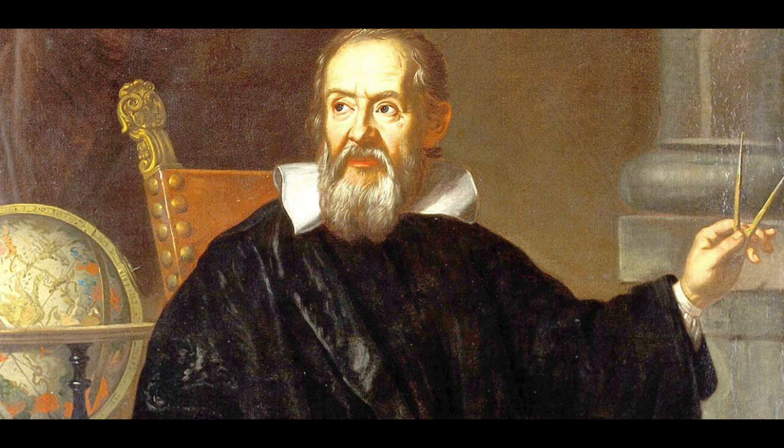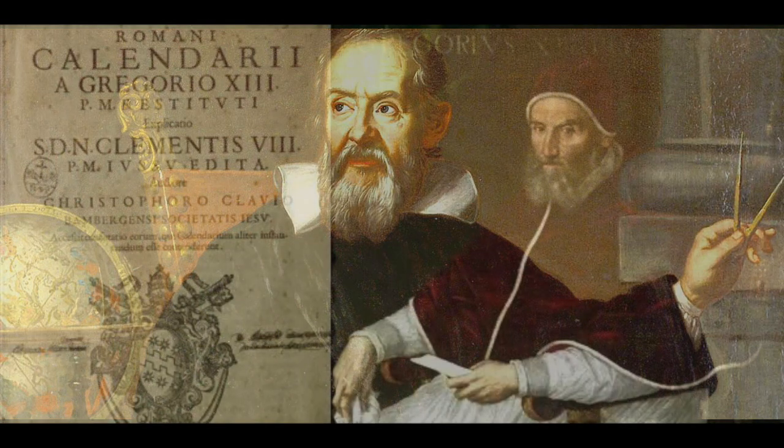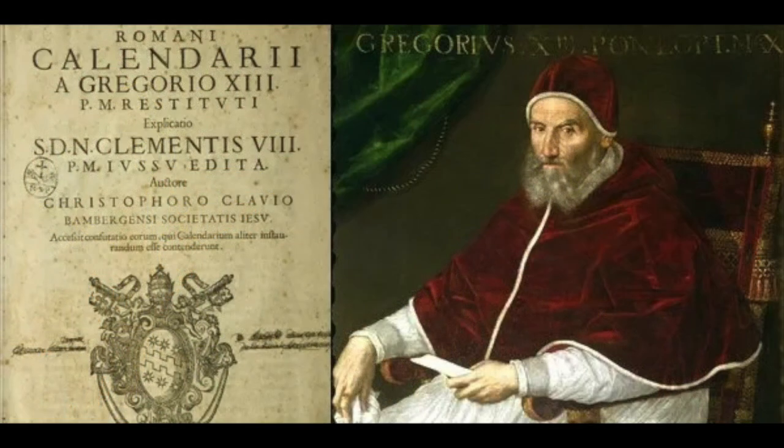So Galileo, pictured here, was 20 when our event happened. So he wasn't really a player in this. I think we think he was because he talked about the sun being the center, but he wasn't part of this story. So here's the Pope, Gregory the 13th.